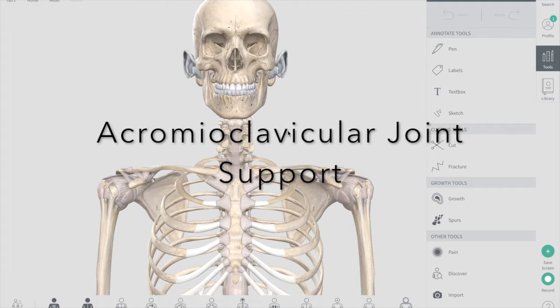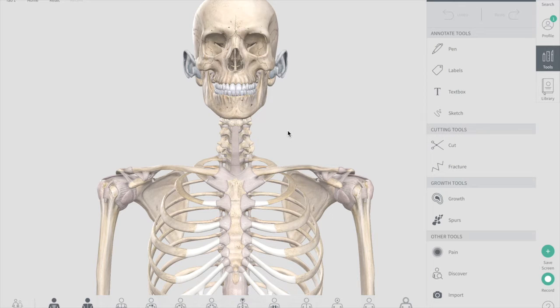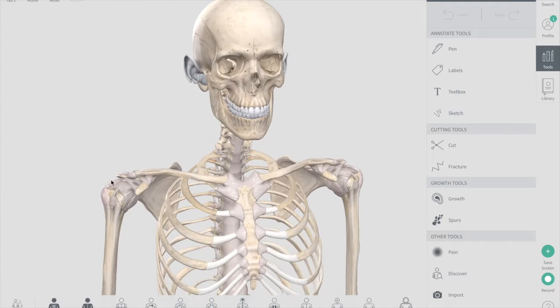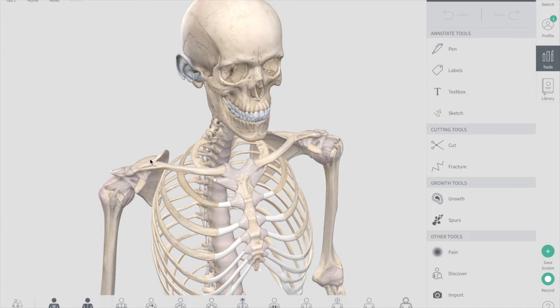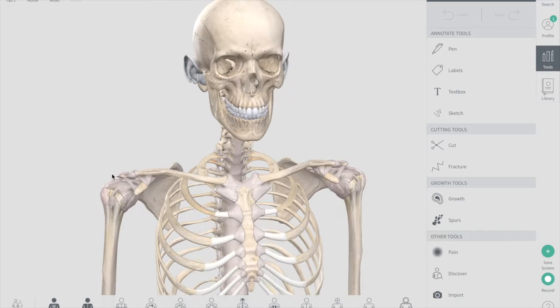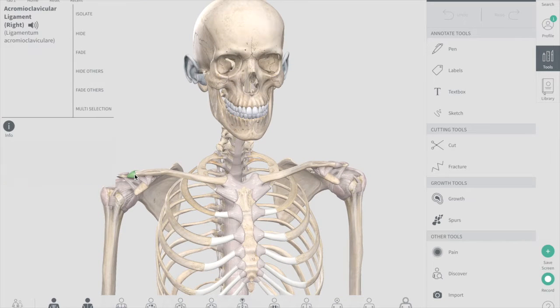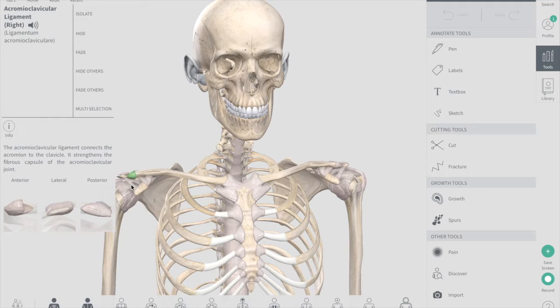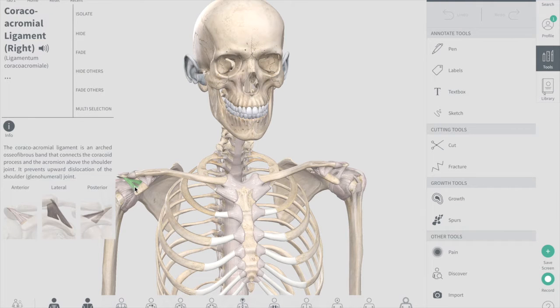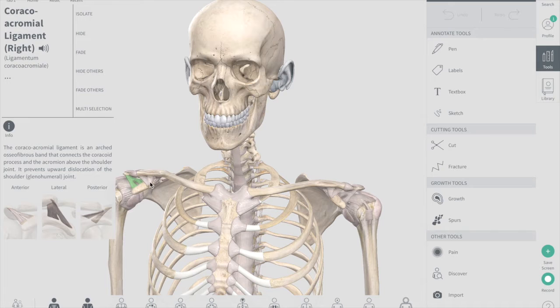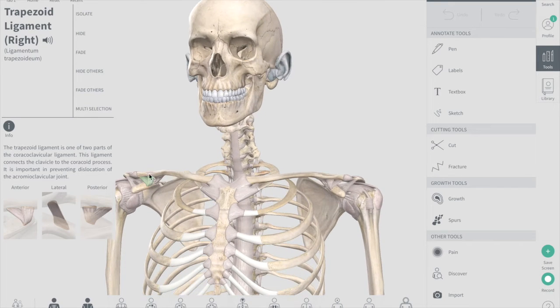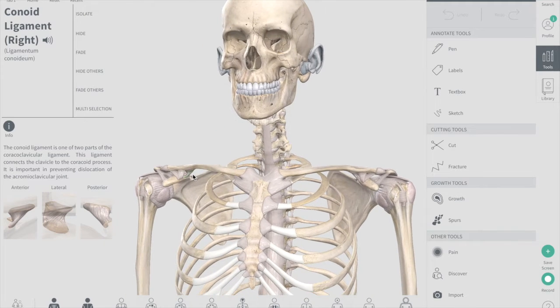I will now be using the Complete Anatomy application to provide a different way of visualizing the acromioclavicular joint. As Maddie already mentioned, the acromioclavicular joint relies on ligaments to provide extra support. So if we're looking at it right here, we can see the ligaments that we're going to be looking at. The 3 ligaments that do this are the acromioclavicular ligament, which is right here, the coracoacromial ligament, which is right here, the trapezoid ligament, which is right here, and then the conoid ligament, which is right here.